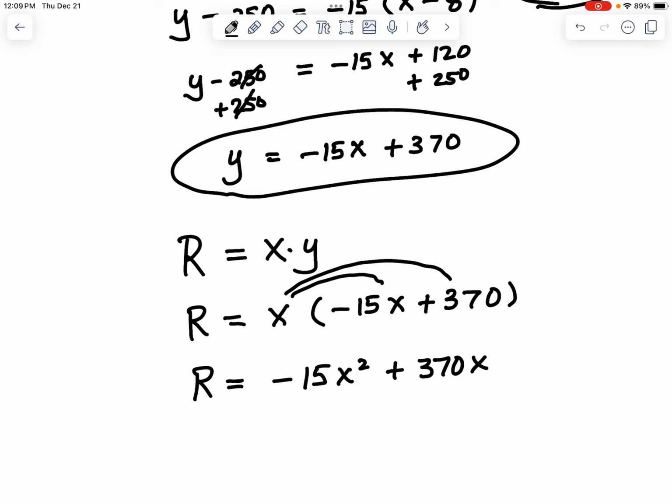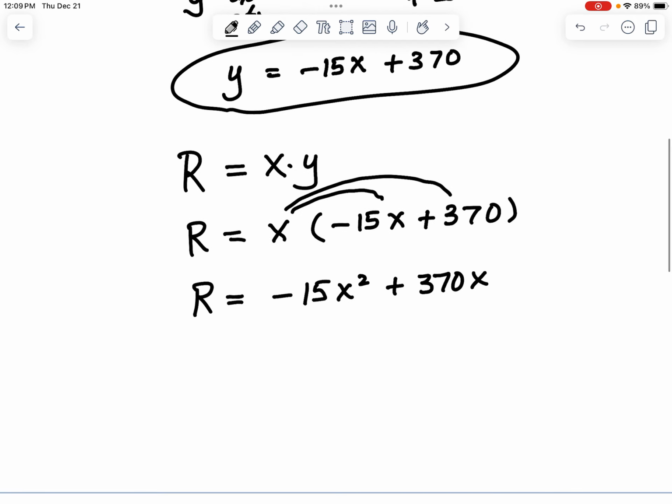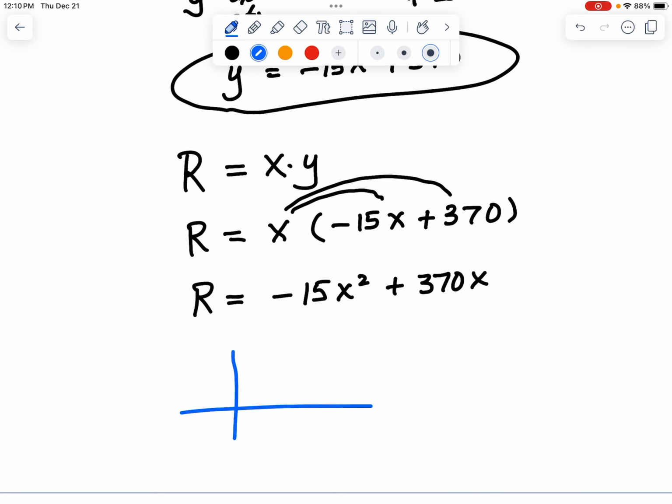And the reason I'm so excited about that is because then we could use the shortcut formula for finding the maximum. So that is basically saying that the graph is an upside down parabola. So it looks like this. And then the maximum for that will be when x equals negative b over 2a. So basically, we just need to do that little formula.